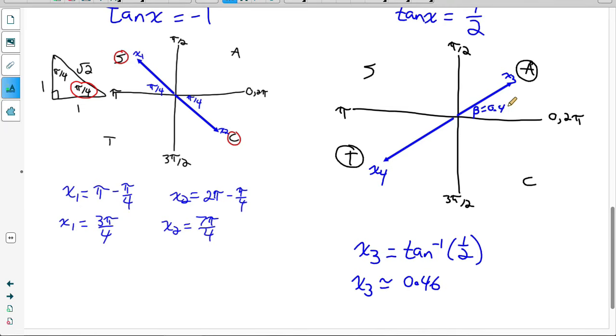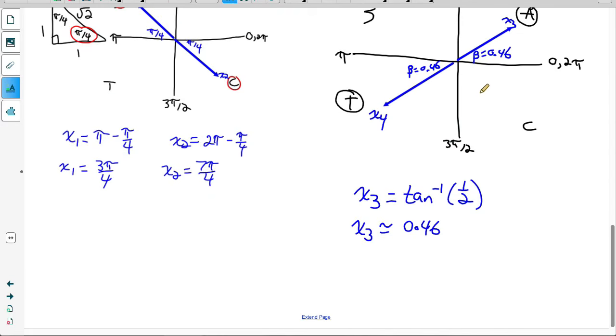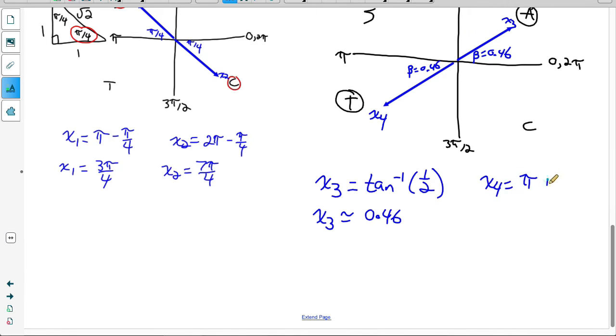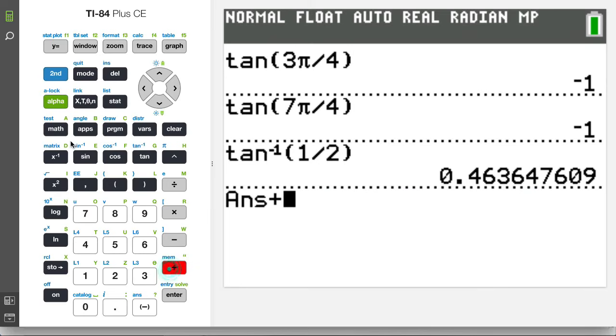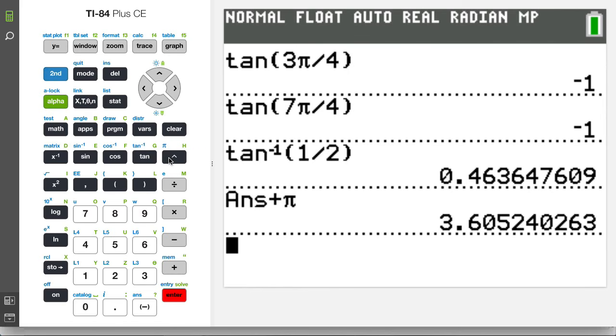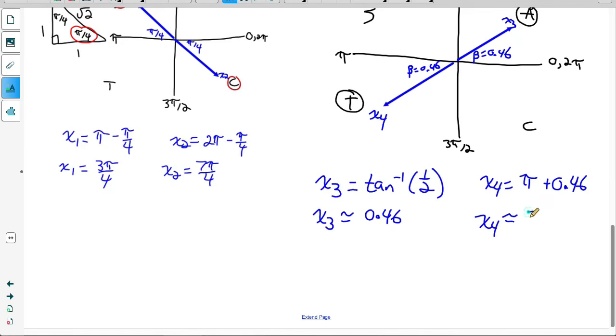Beta equals 0.46. Now I know in this quadrant, if I drew a terminal arm that has that same reference angle, it'll have the same tan ratio. So I'll put that same reference angle, beta, which is about 0.46, this is approximate, in that quadrant. Then to calculate the angle from the initial arm all the way to that terminal arm, I would have to do pi plus 0.46. So I'll calculate angle 4. Angle 4 equals pi plus 0.46, and I get 3.61 approximately.